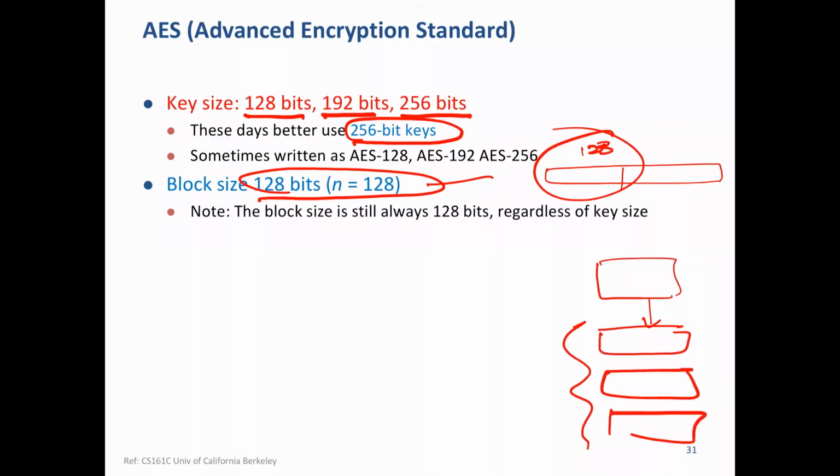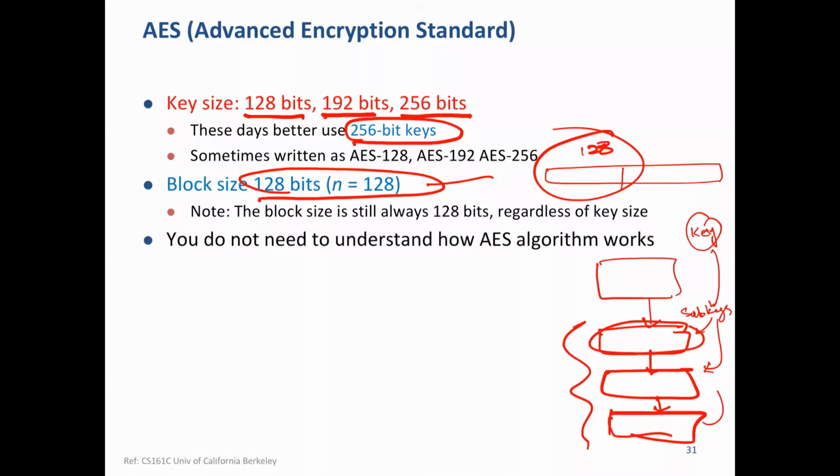Okay. Now what we do here depends on the initial key. From that we generate sub keys, and then use the sub keys to do something in each round. What something, that we'll see very briefly.